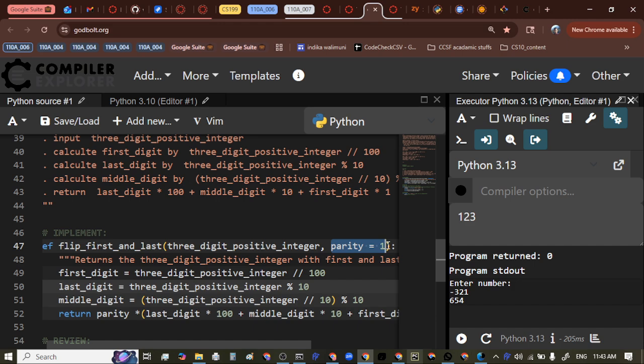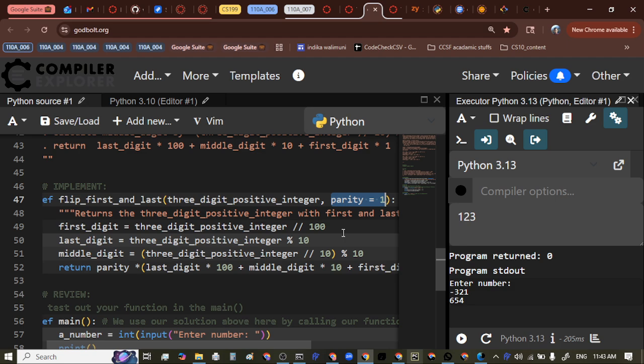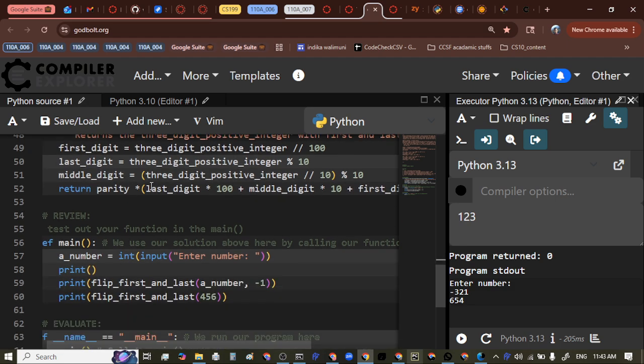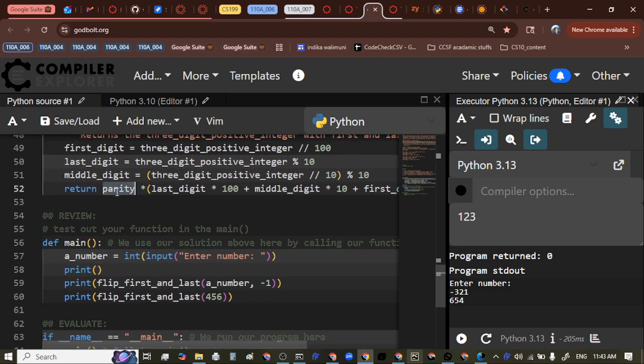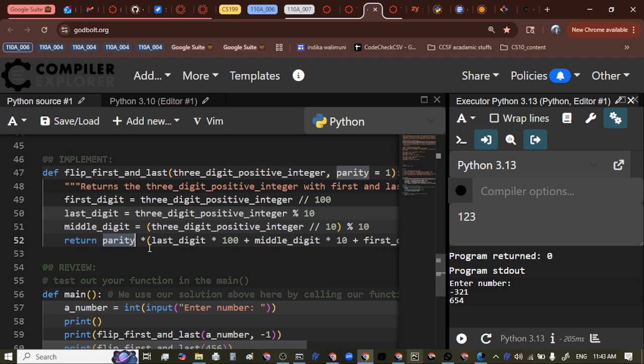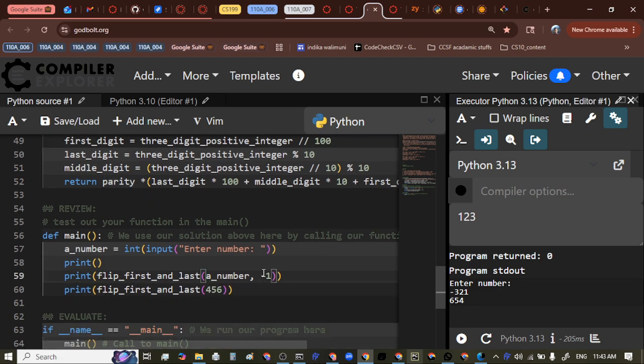For sure. So the parity, you're setting it to 1. That just gives you the default value. So basically, if I don't submit this, Python will always replace this with +1. But down there, you can print it as -1, and that will give you the flip. So that's not the default value. If I put default -1, then it's actually going to flip the sign.